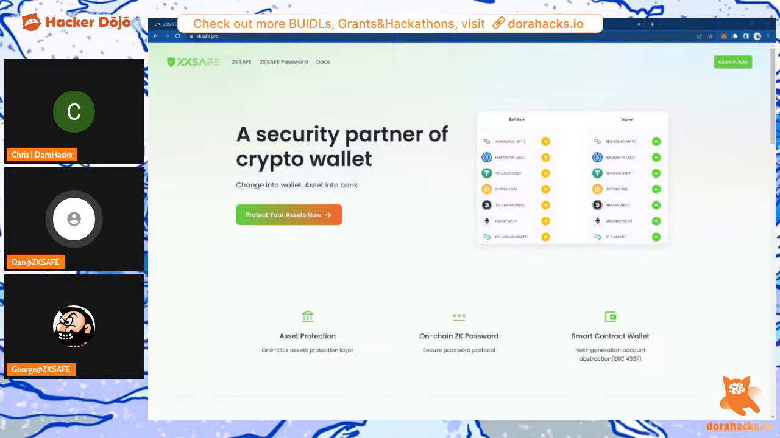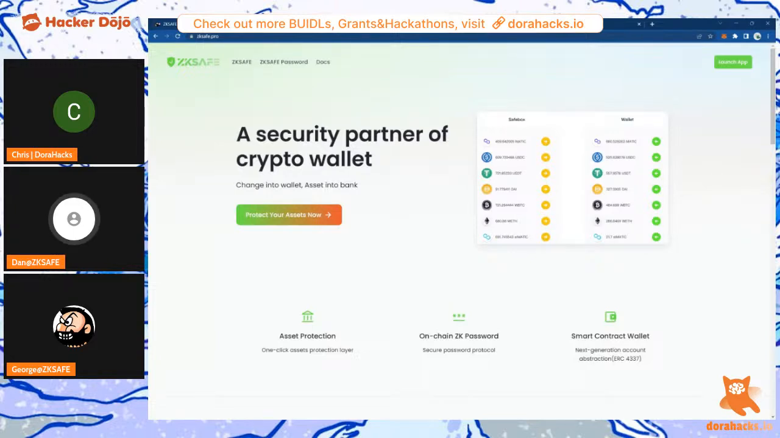Yeah, we are ZKSAFE. We are the security companion for your crypto wallet. I think now we understand the problem with private keys, because we heard a lot of stories last year about people somehow losing millions of dollars from their accounts, all using private keys. So now we all understand that people can lose their private key and private key can be stolen.